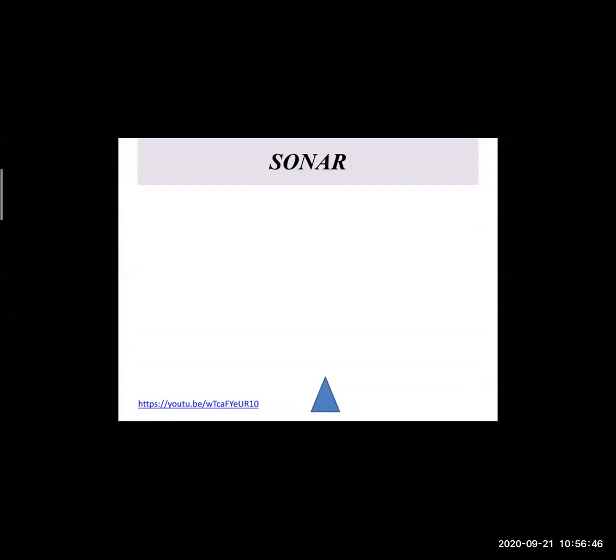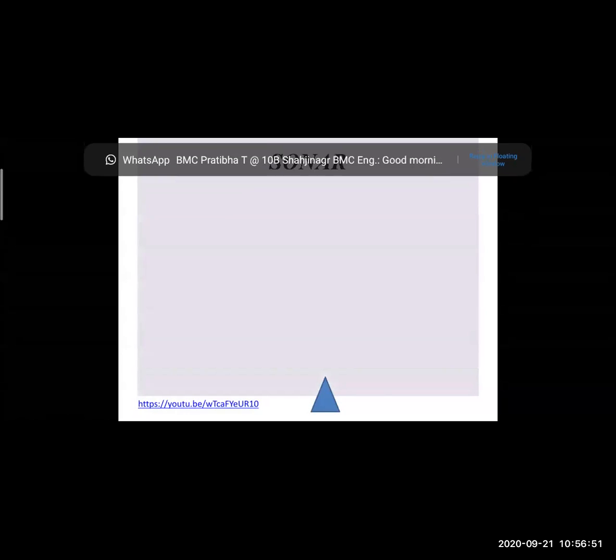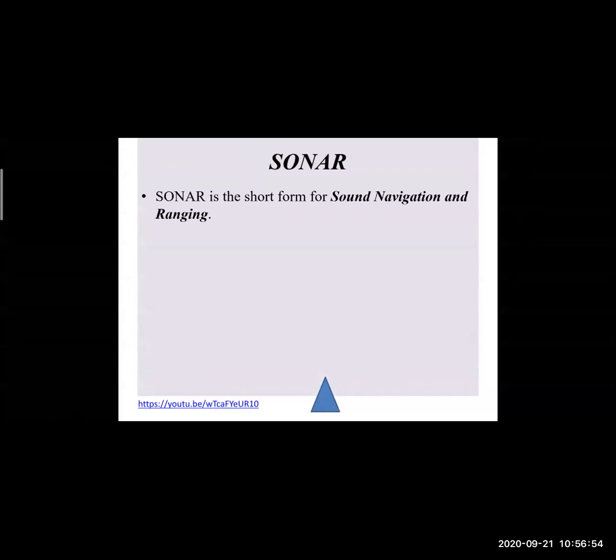Now we are going to see the next technique, that is sonar. It is also used in various fields, navigation, or navy, army, air force. Sonar is simply a technique of sound navigation and ranging. The full form of sonar is sound navigation and ranging, and it is used to determine the underwater object with the help of ultrasonic sound.